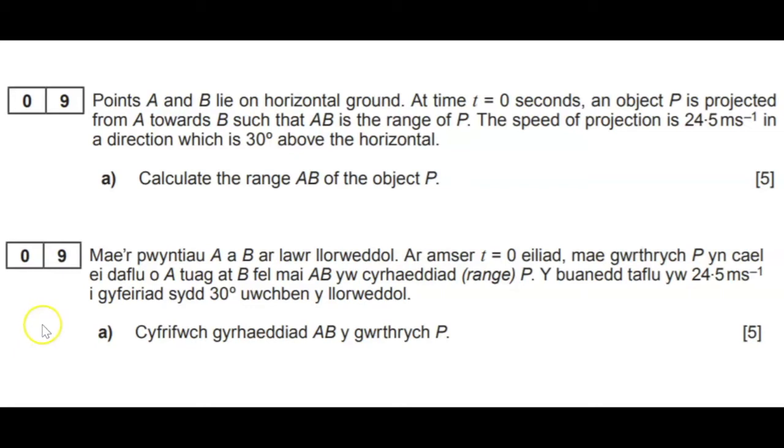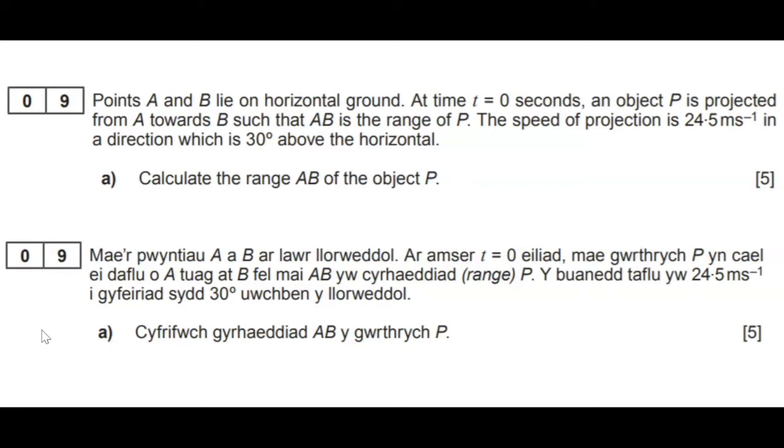Question 9. Points A and B lie on a horizontal ground. At time t equals 0 seconds, an object P is projected from A towards B such that AB is the range of P. The speed of projection is 24.5 meters per second in a direction which is 30 degrees above the horizontal. A. Calculate the range AB of the object P.